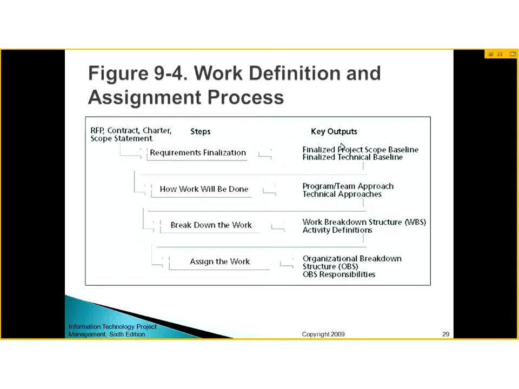Then this is called the work definition and assignment process. So first of all, you have a request for proposal, then you have a contract, you have a charter, you have a scope statement. Taking this as input, the first step is to finalize the requirements. So when you finalize requirements, you get a finalized project baseline, scope baseline, and technical baselines. Then you think about how work will be done, like which approach you will be following. Either you will be using the team approach or you will be using the program approach. Then you break down the work, you make the WBS, you define the activities, and then you assign the work.